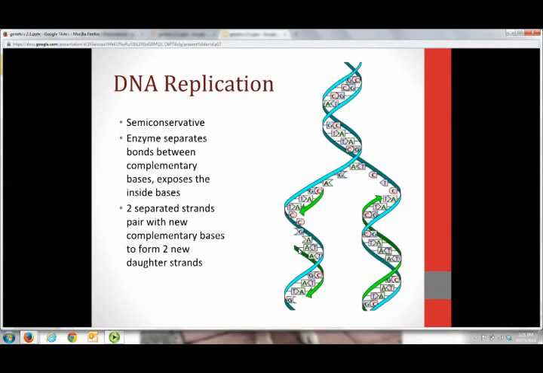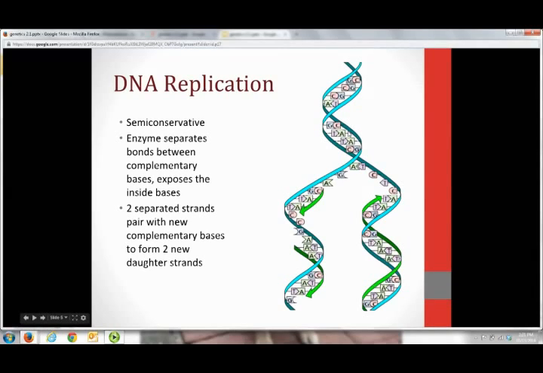The process of DNA replication is what we call semiconservative. You're going to have two new strands formed, and each of those new strands is going to have half of the old strand. So we start out with our double-stranded DNA, and an enzyme is going to separate the bonds between the complementary bases. This is going to expose the inside of the bases. You'll have two new separate strands that are going to pair with new complementary bases. So you can see down here the new complementary bases are being added, and that will end up forming two new daughter strands.